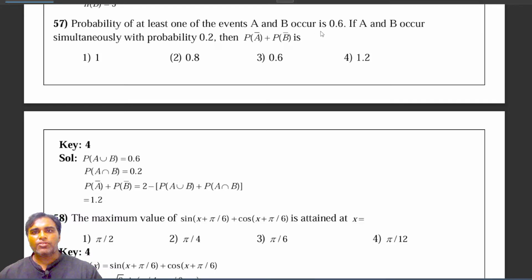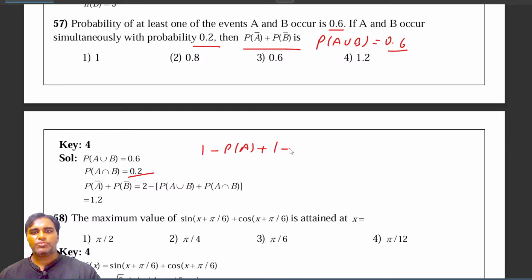Probability of at least one of the events occurring is how much? 0.6, meaning the union they have given. And simultaneously means intersection they have given. They want P(A bar) plus P(B bar), that is 1 minus P(A) plus 1 minus P(B). 1 plus 1, 2, minus is common, P(A) plus P(B).